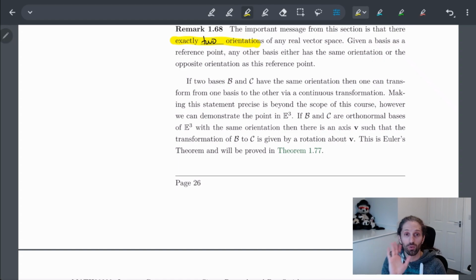Now, I won't go into full statements because it's out of the scope of this course. It gets really complicated, really hard. But we are going to look at 3 dimensions and see what happens there. In particular, if B and C are orthonormal bases with the same orientation, then there's some axis V such that the transition matrix from B to C is given by a rotation. This will be Euler's theorem. We're going to see this later on.